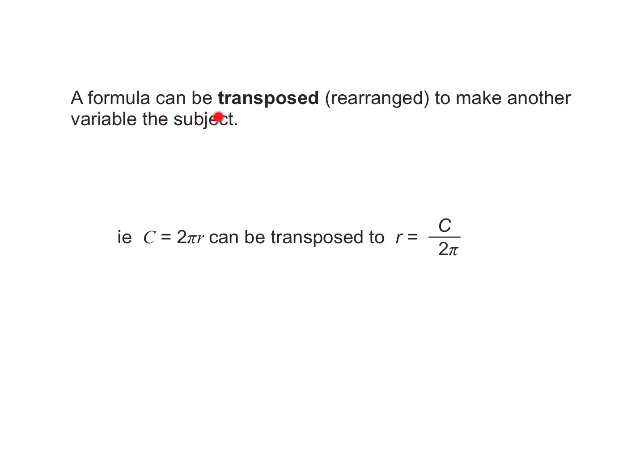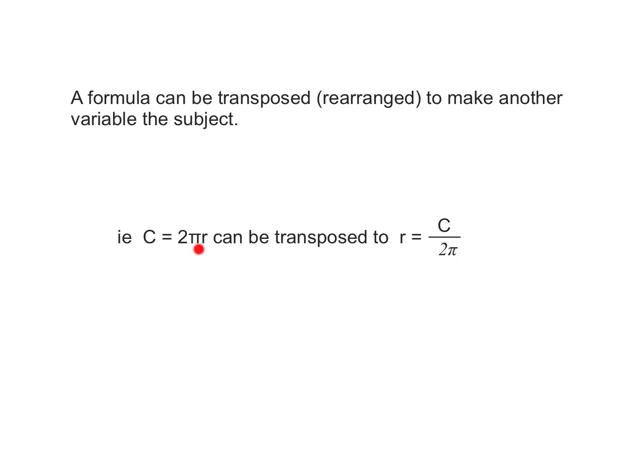A formula can also be transposed, which is another word for being rearranged, to make another variable the subject. So in this one we had the subject, which was C, equals 2 pi r. And we can transpose, or rearrange, the formula if we need to find r. So we make r the subject and we end up with C over 2 pi. Now how did I get that? Well, I wanted r by itself, so I divided both sides by 2 pi.